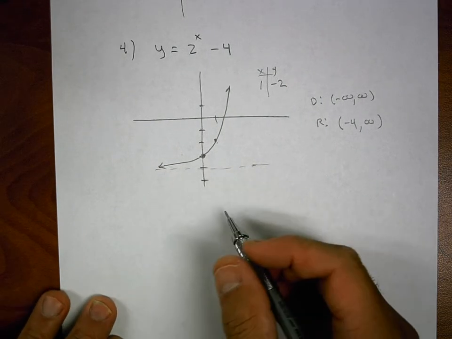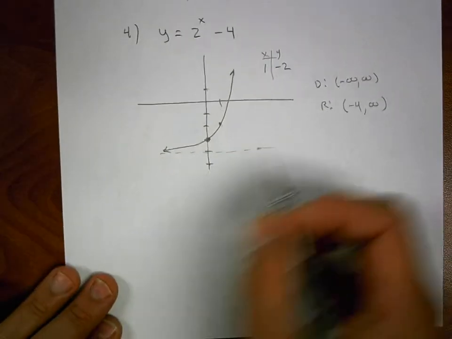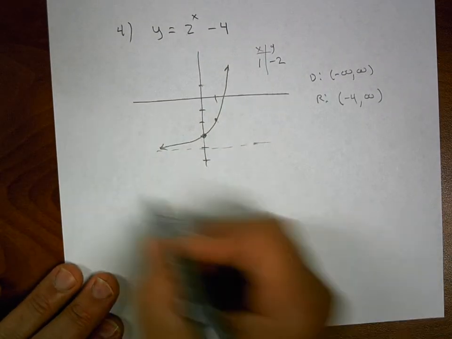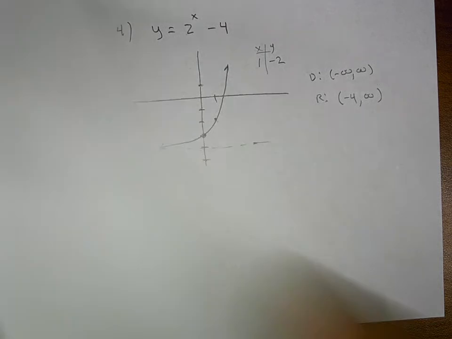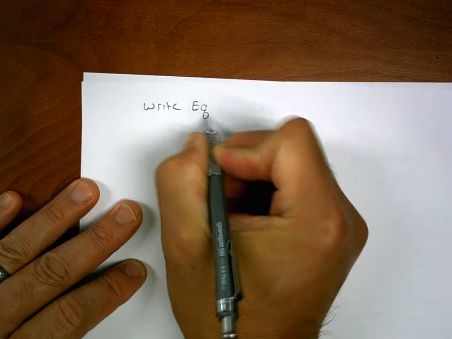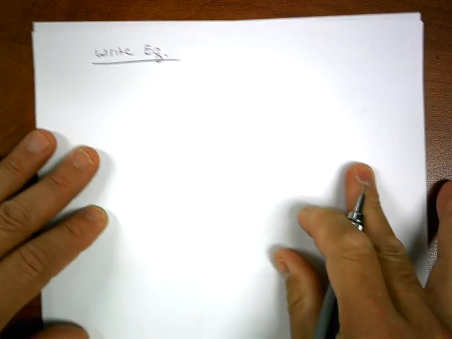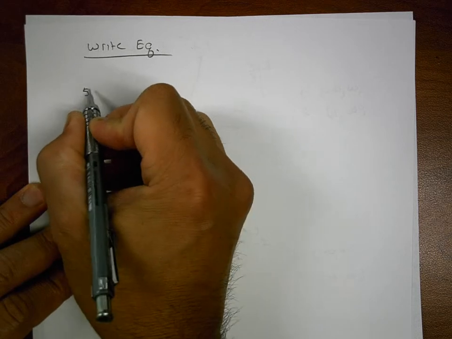All right, so we got to do a couple more here in 9 minutes. Writing the equations. So let me just start another piece of paper here. So writing the equation of a parabola and also an exponential. So write the equation. That's number 5, I think we're on.